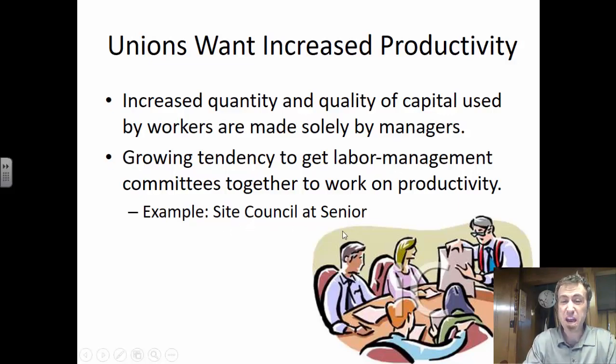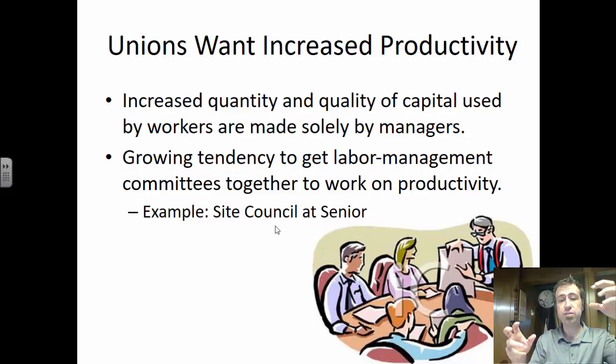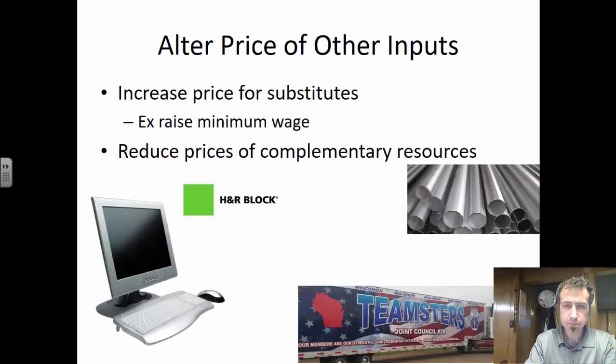An example at Dubuque Senior High School might be the site council. It's the students plus the teachers plus the parents all coming together trying to come up with ways to make the school better. Some other ways in which they might improve demand is it might increase the price of substitutes. Because, for example, if they raise minimum wage and you have to have a certain associate's degree or some other certification to work.